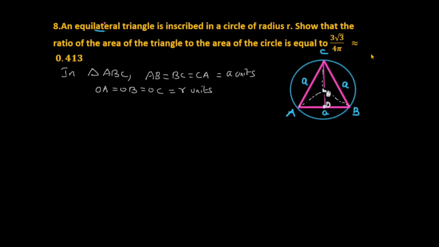Now in an equilateral triangle, the height and median are both the same. Now CD is the height of equilateral triangle ABC. Since it is an equilateral triangle, that is nothing but the median of triangle ABC. In an equilateral triangle, height and median are both the same. Now this is R, O to C is R. The rest of the part, OD, we don't know.